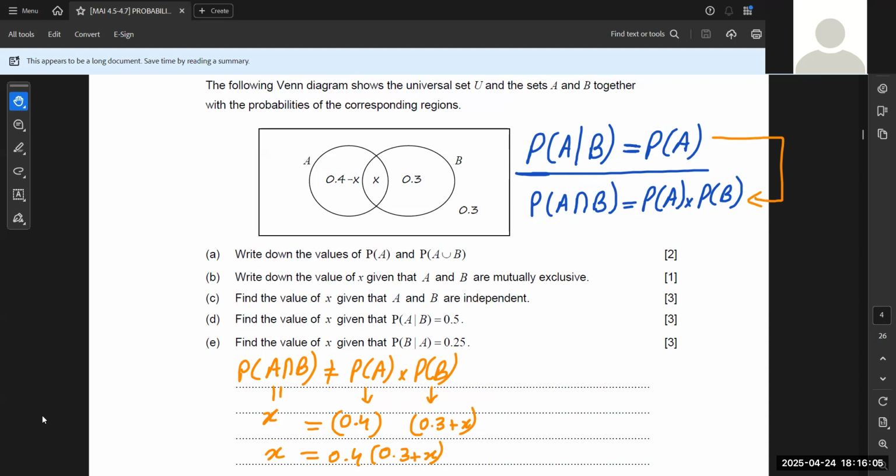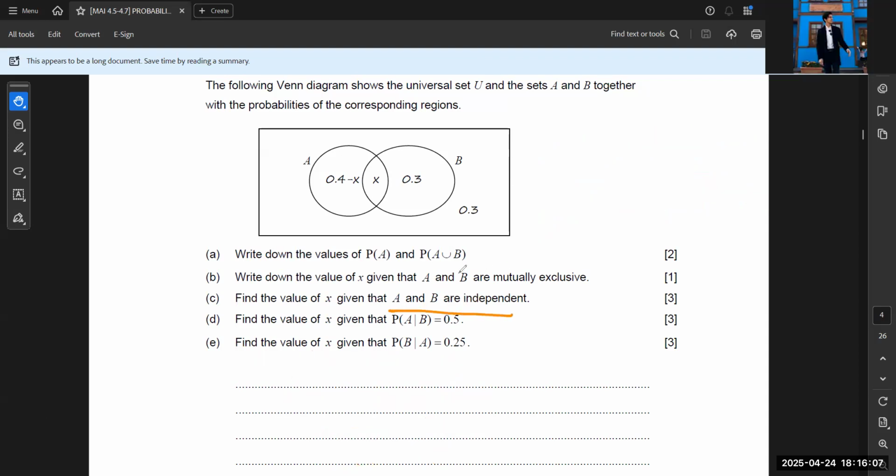Nice. Good question, Sophia, by the way. This reminded me of something very important, so good job. Question D also, you said?